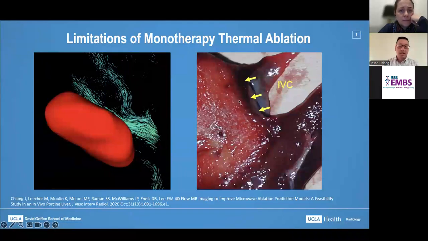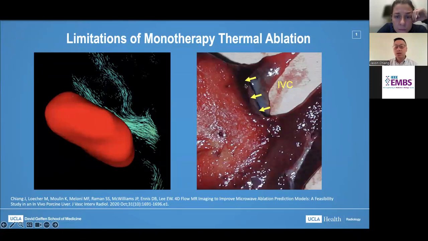Here's a study, and I'll just show you on here. This is an ablation zone. This is the inferior vena cava, which is this big vessel going through the liver that delivers blood back to the heart. So when you have tumors next to the inferior vena cava, you have to be very careful because you have a very high risk of under-treating. You can see here, this is all viable tissue right here. This is your ablation zone.